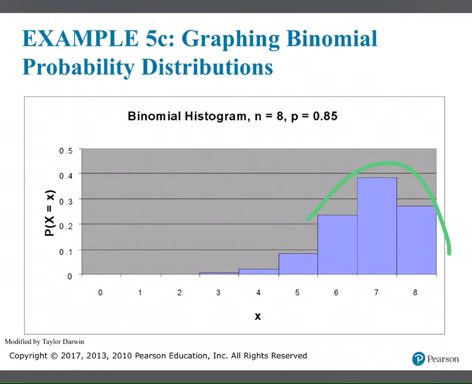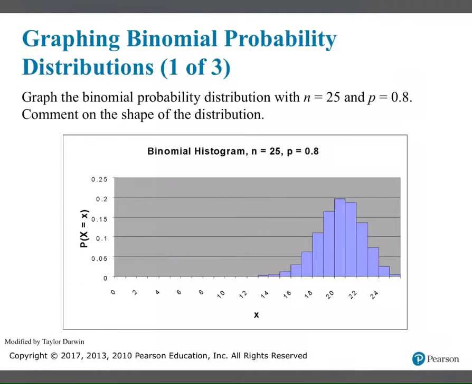And then this one kind of looks like my left foot. So this is left skewed. Now, if I look at this one, even though it's physically to the right of this table, just ignore this. The graph itself kind of looks symmetric, although it's got a little tail over here. And this is with a sample size of 25 and a probability of 0.8.